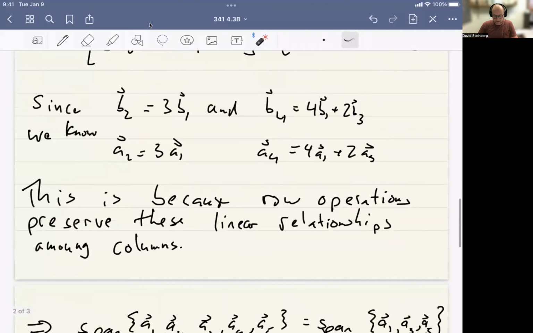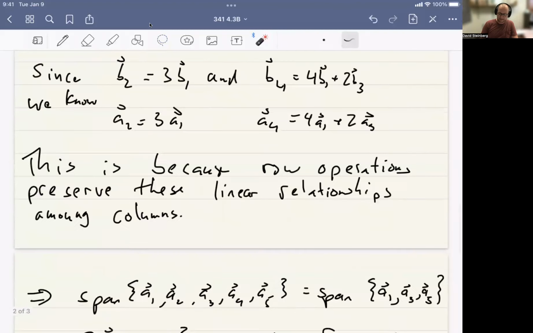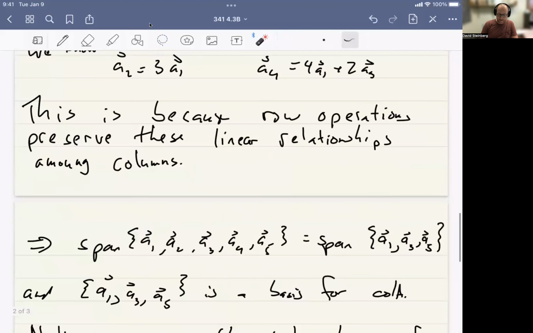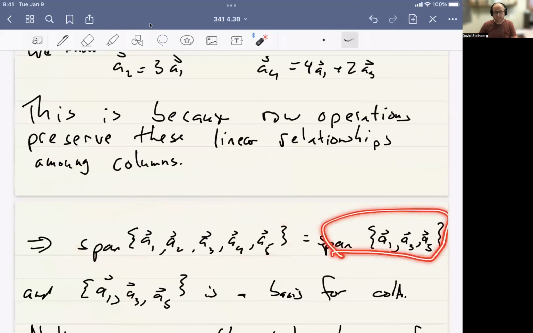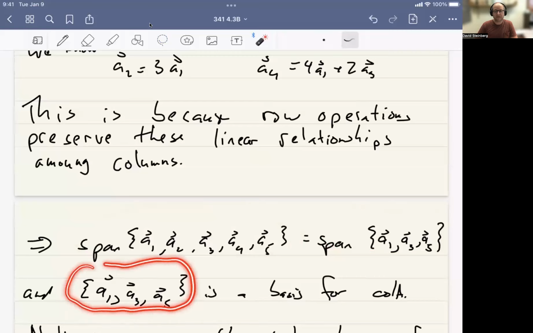The point is, this means that the span of A1 through A5, this is the entire column space, is equal to the span of A1, A3, and A5. And since B1, B3, B5 are linearly independent, so are A1, A3, A5. And so we get that A1, A3, A5 forms a basis for our column space.